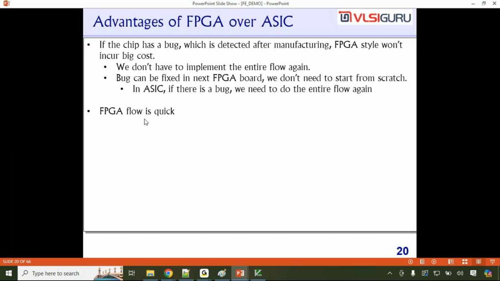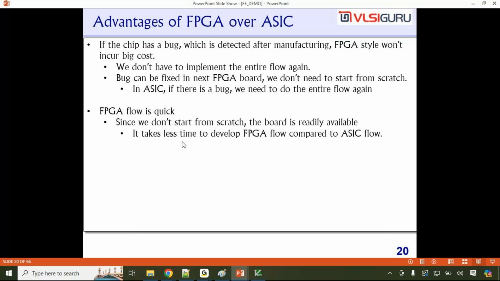And what is the second advantage of FPGA? The flow is quick. Since you have the hardware readily available, you just have to develop your design code and put it onto the FPGA board. So the process will be quick. Since we don't need to start from scratch and the board is readily available, it takes less time to develop on FPGA compared to the ASIC flow.